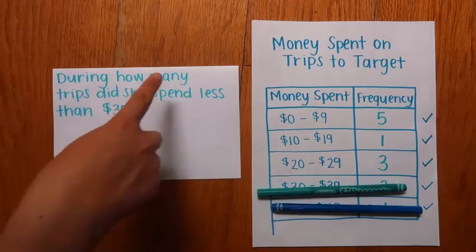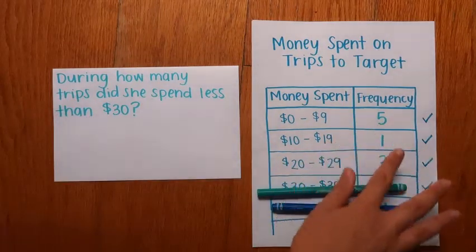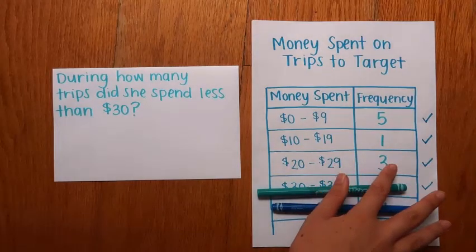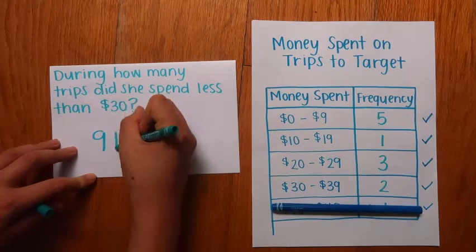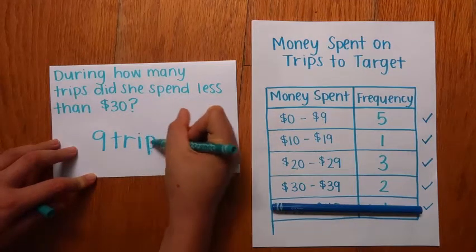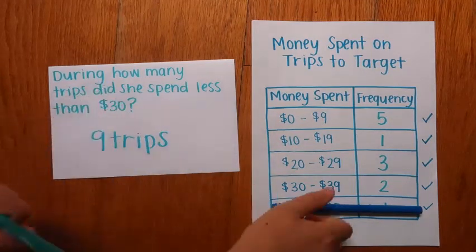So how many trips did she spend less than $30? We have 5, 6, 7, 8, 9. So that would be 9 trips. During 9 trips, she spent less than $30.